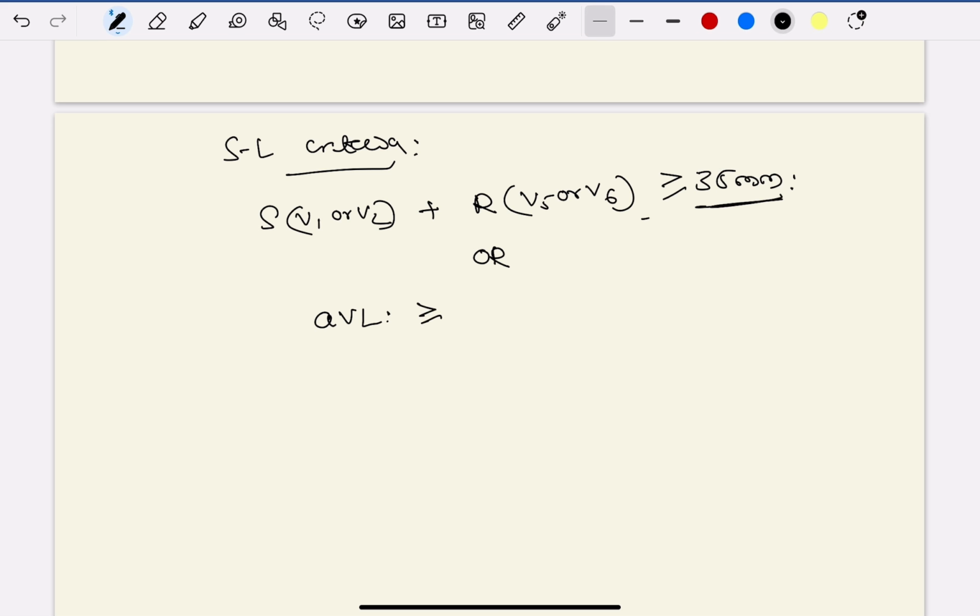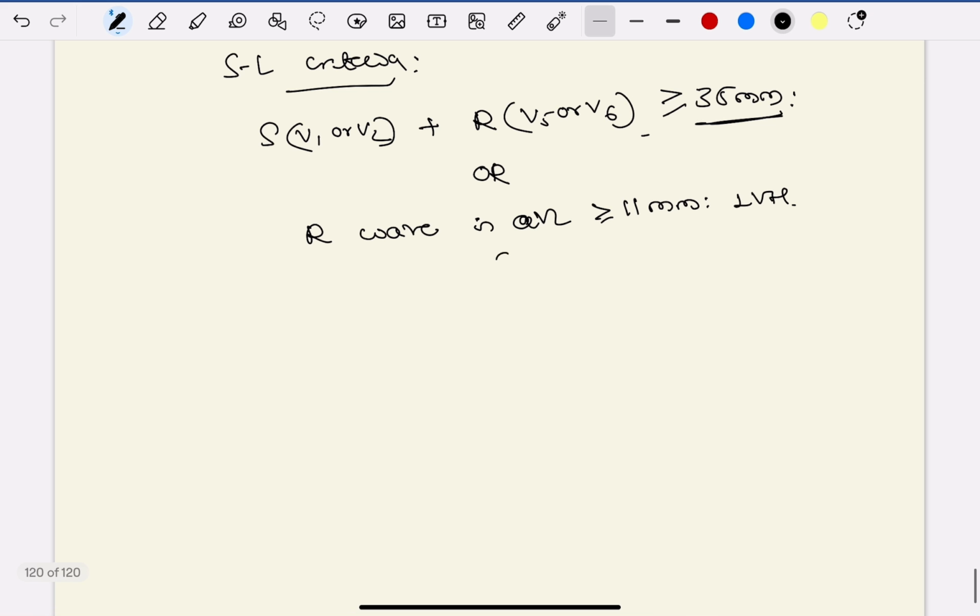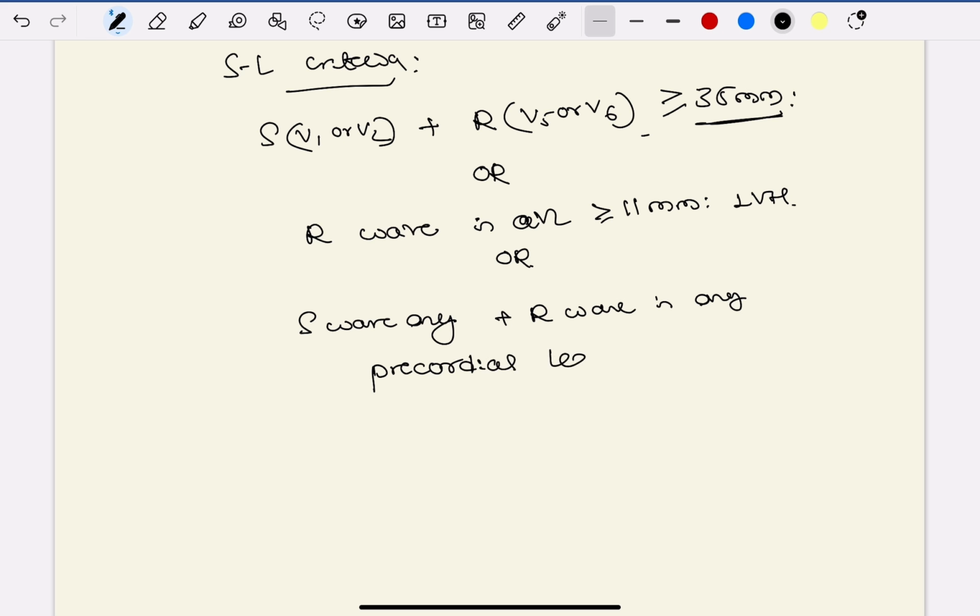If the R wave amplitude in lead AVL is more than 11 mm, this is again a voltage criterion for LVH. Or if any S wave plus R wave in any precordial leads, mark here, it is precordial leads, that is your V1 to V6, is more than or equal to 45 mm, this is a voltage criterion for LVH.